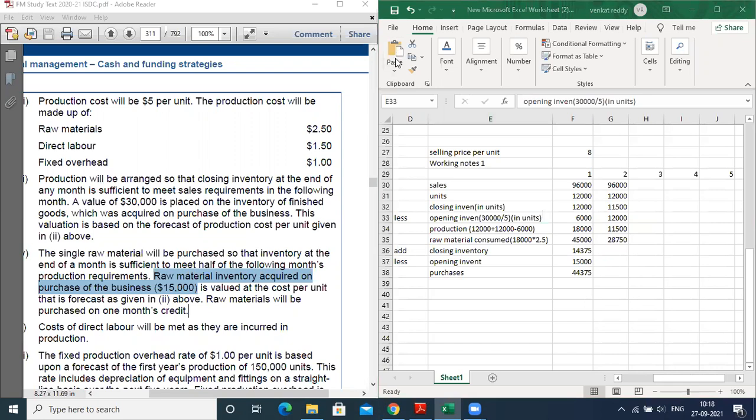Then one more question is the purchase amount. Now let me explain the purchases. How will we get the purchases? First is the total raw material consumed. What is the amount of raw material we consume? That is 45,000. And what is our closing inventory? 14,375. So 45,000 plus closing inventory 14,375 minus the opening stock of inventory, that is 15,000, then we'll get 44,375 as purchase. Okay. I hope the purchase is also clear.